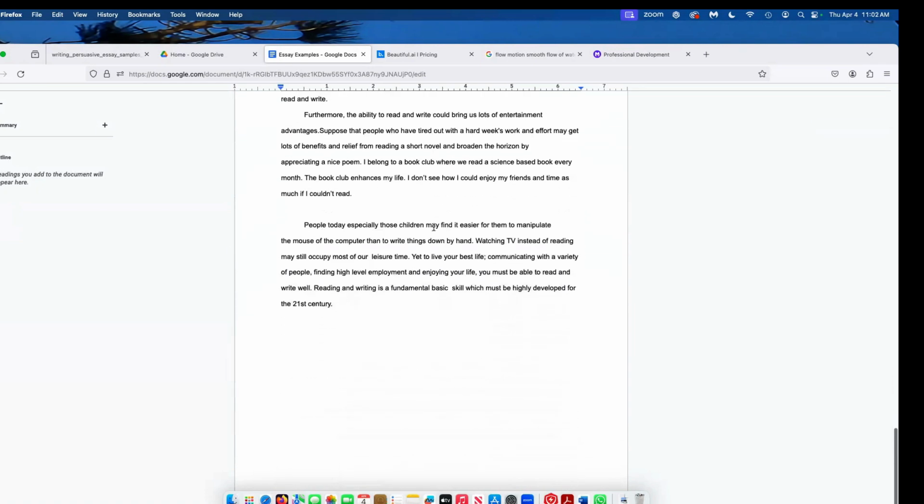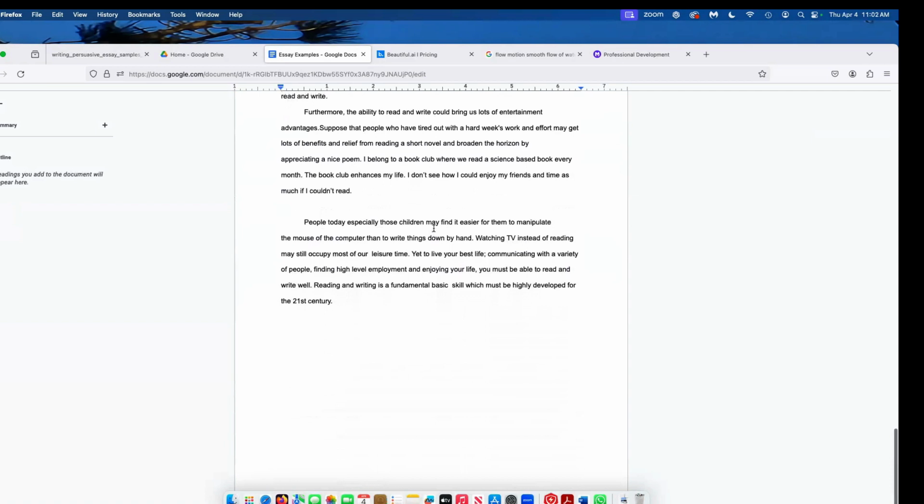Body paragraph number 3. Furthermore, the ability to read and write could bring us lots of entertainment advantages. Suppose that people who are tired out from a hard week's work and effort may get lots of benefits and relief from reading a short novel and broaden the horizon by appreciating a nice poem.